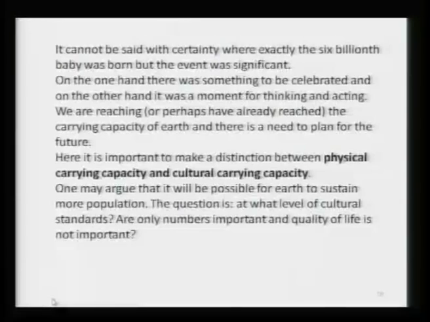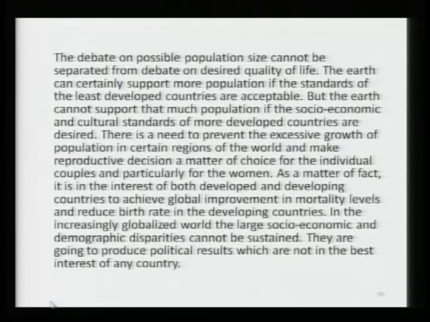One may argue that it will be possible for earth to sustain more population. The question is at what level of cultural standards? Are only numbers important and quality of life is not important at all? If quality of life is also important, then the carrying capacity would be much less. So, the debate on population size cannot be separated from the debate on desired quality of life.